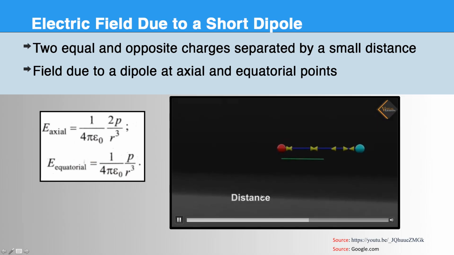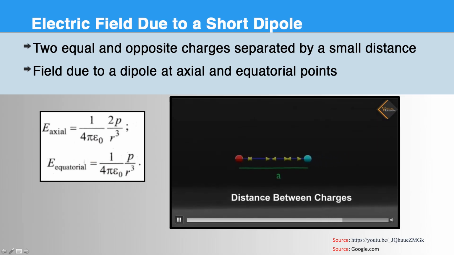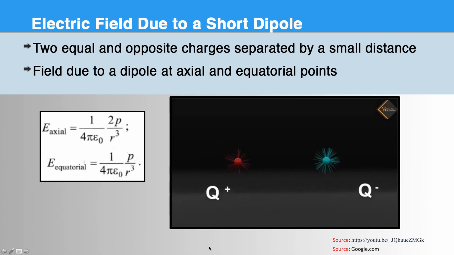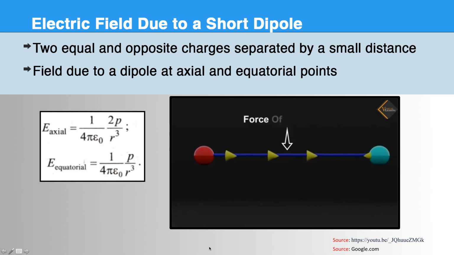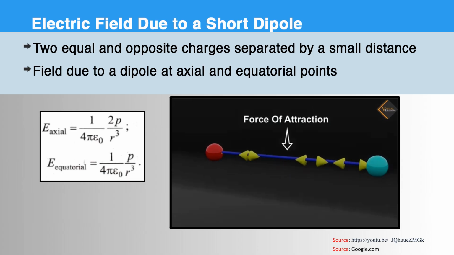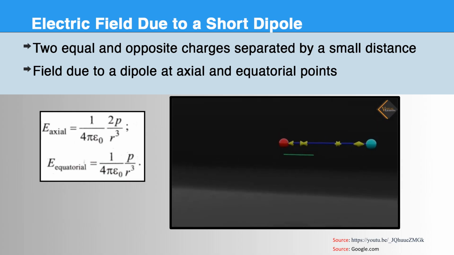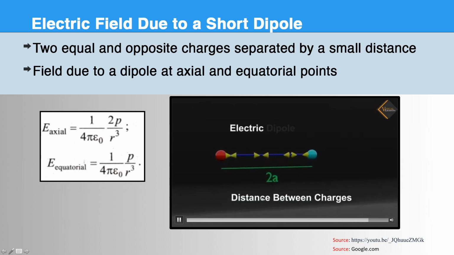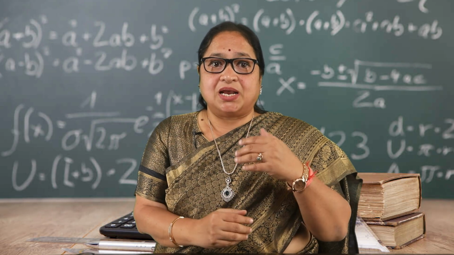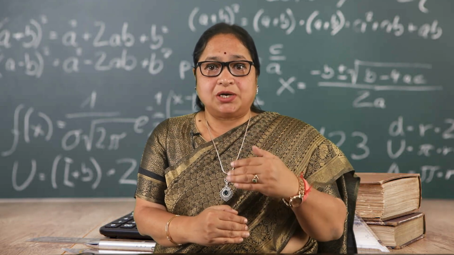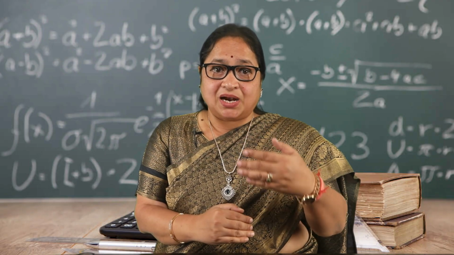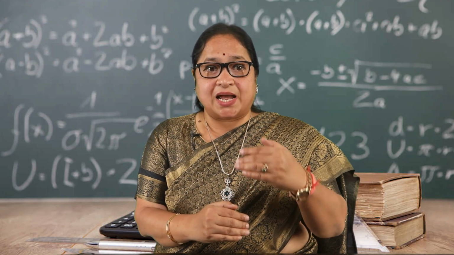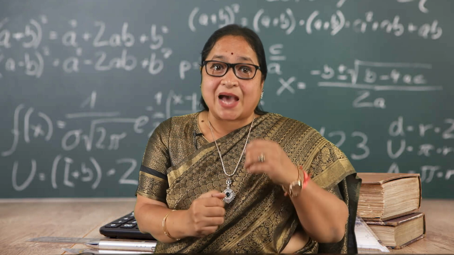Here the field strength is also inversely proportional to the cube of the distance from the dipole. The direction of the electric field at any point on the equatorial line is perpendicular to the axis of the dipole and points from the positive charge towards the negative charge. In summary, the electric field due to a short dipole decreases rapidly with distance. This rapid decrease highlights the dipole's localized effect.